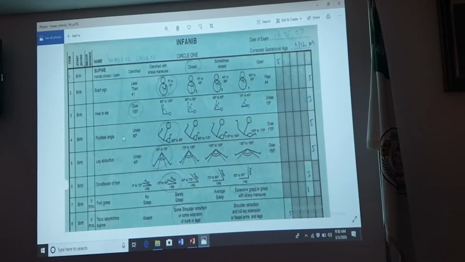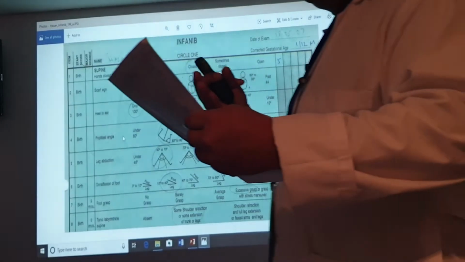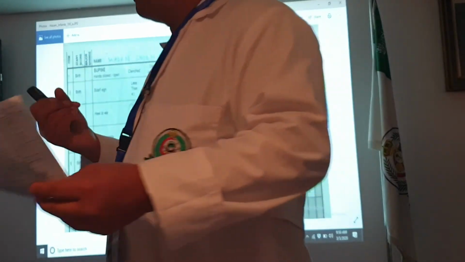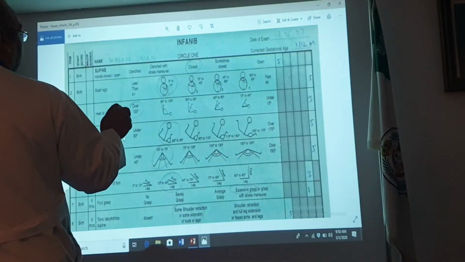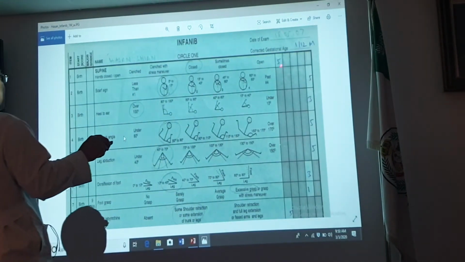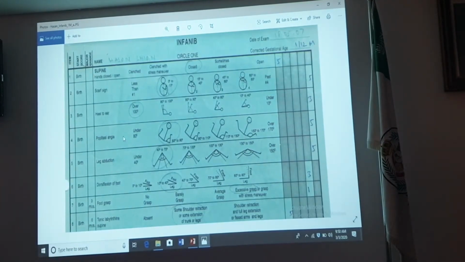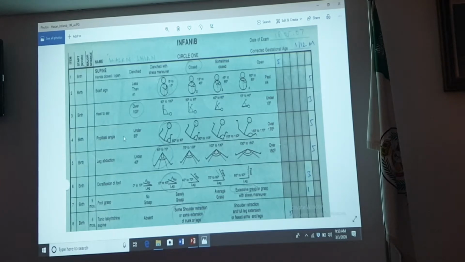Okay, now next. You see this date of exam is written. Here, date of exam. So you must write date of exam and corrected gestational age. It is important, because from that point only evaluation and scoring starts. And corrected gestational age you need for the preterm baby. You don't need it for the term baby.